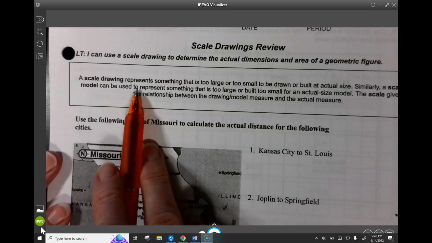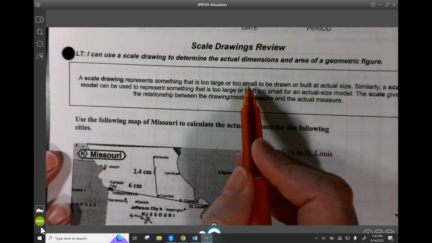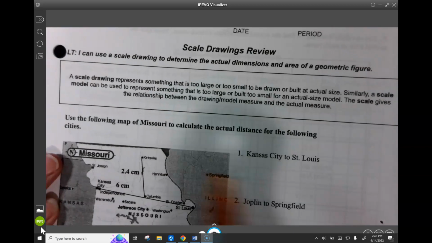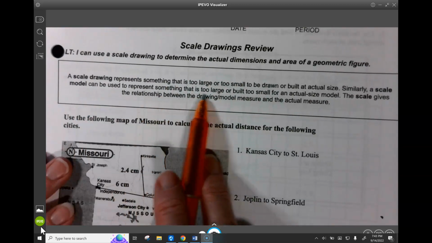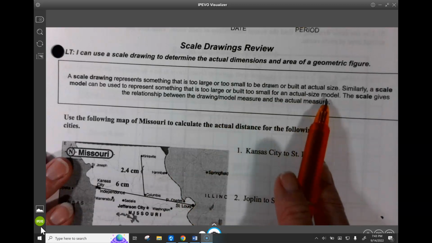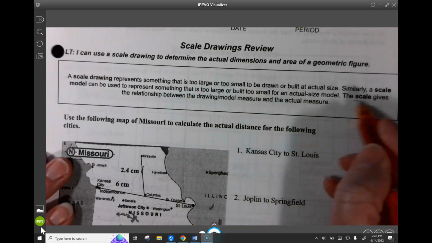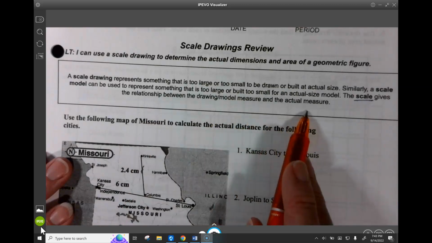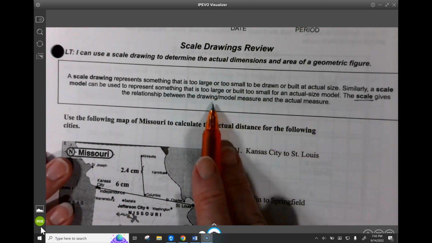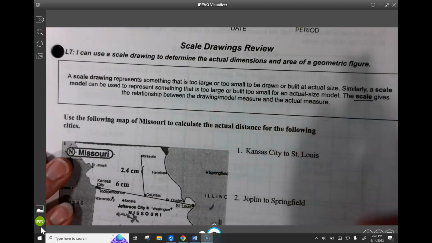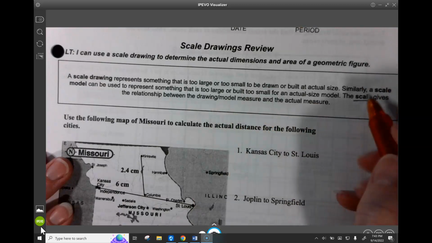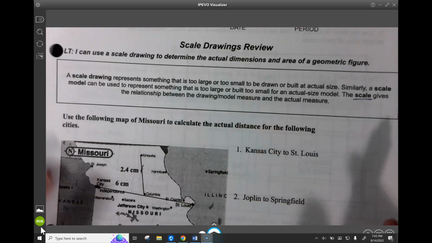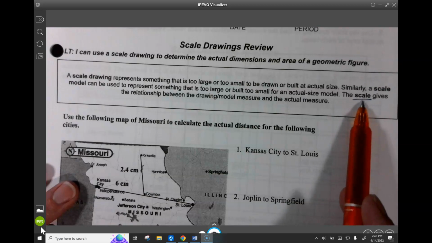So remember that a scale drawing represents something that is too large or too small to be drawn or built at actual size. Similarly, a scale model can be used to represent something that is too large or too small for an actual size model. The scale gives the relationship between the drawing or model measure and the actual measure. So the scale, before we were calling this a scale factor. So now we're going to call it a scale because it's a real world situation. Okay, but think of it kind of that same way.